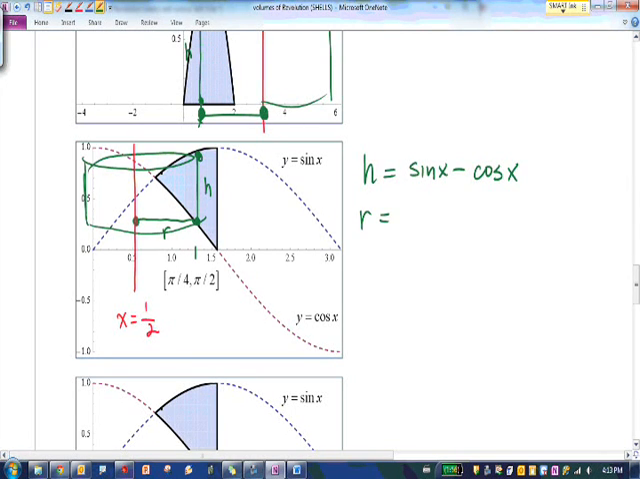R is right minus left. So to the right is my random spot, x. To the left is my axis, 1/2. So that gives you h and r. You just plug it into the formula we established earlier.